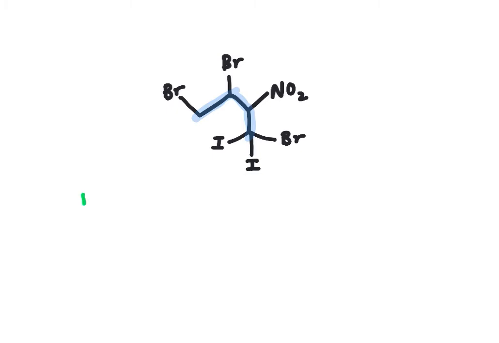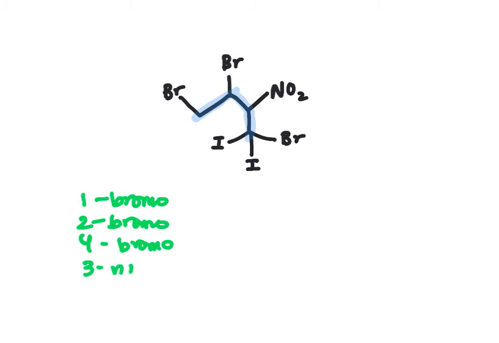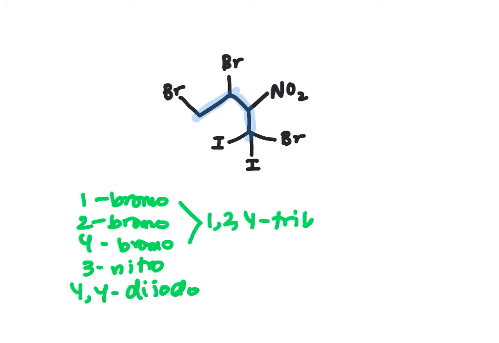Let's evaluate the green scheme. It would be a 1 bromo, a 2 bromo, and a 4 bromo, a 3 nitro, and a 4, 4 diiodo. Now, when we would do the name here, it would be 1, 2, 4 tribromo.